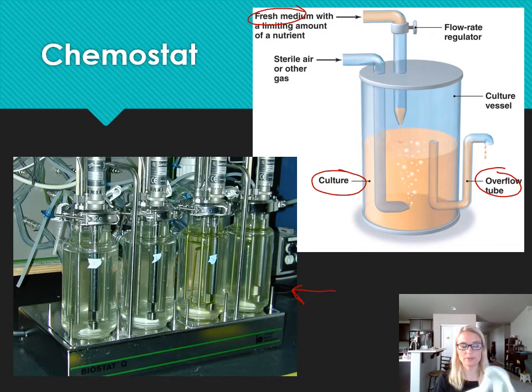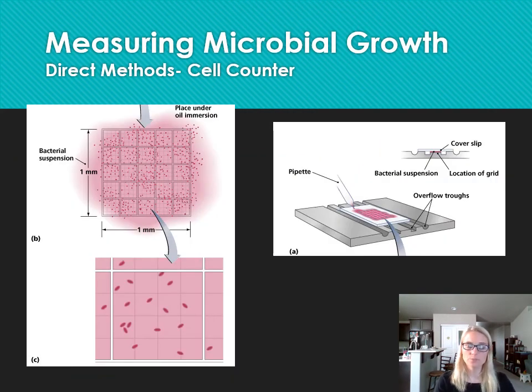All right, so let's see what's next on the list here. The last piece of chapter 6 is how do researchers measure the amount of bacteria they have? There's a couple of different ways and some different examples. There's direct measurement and indirect measurement. So we're going to take a look at the direct methods first.